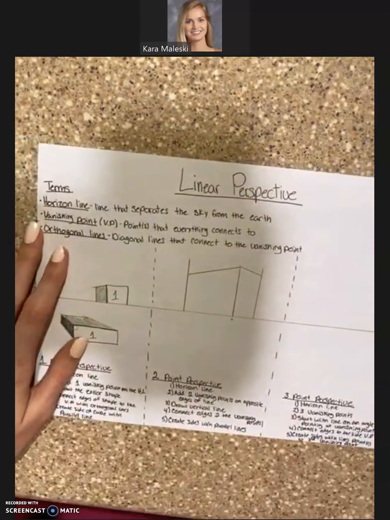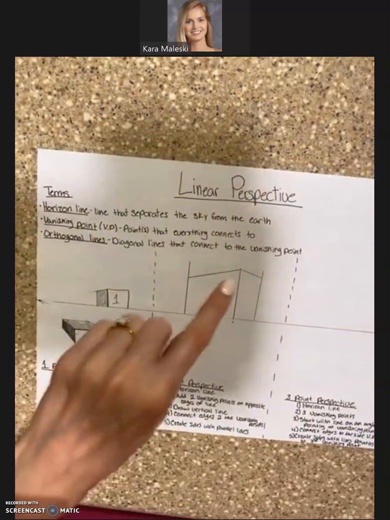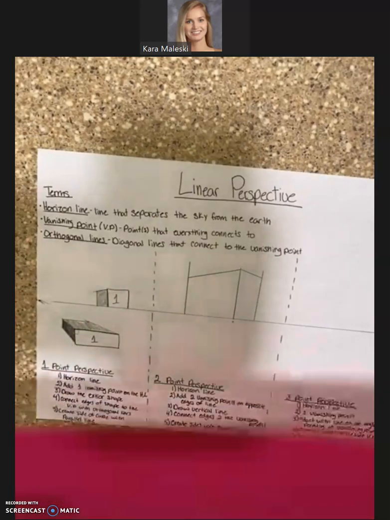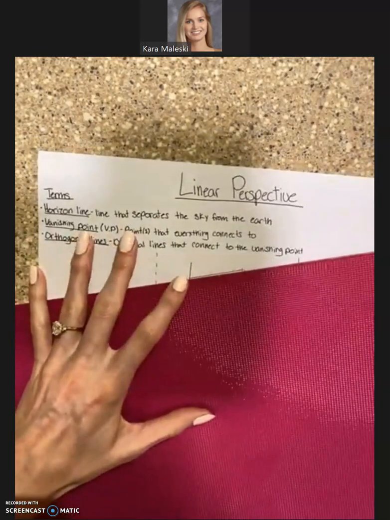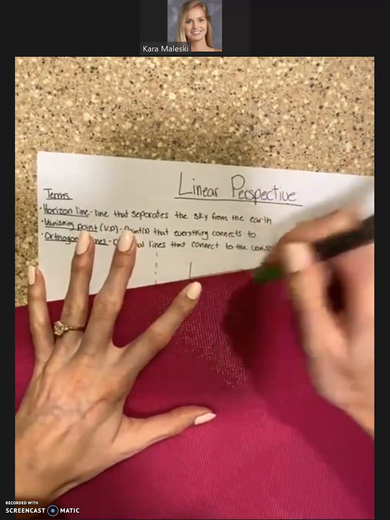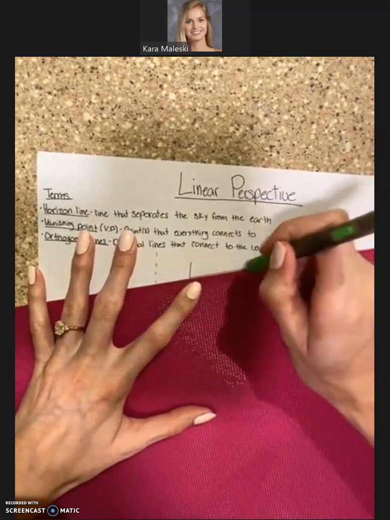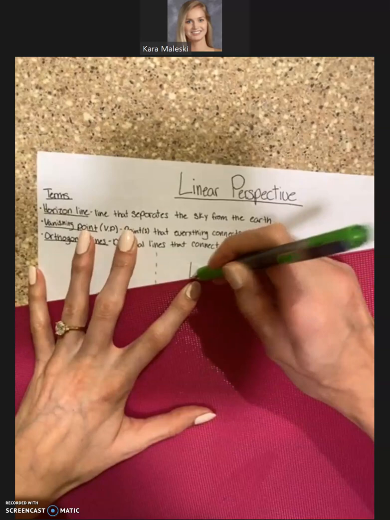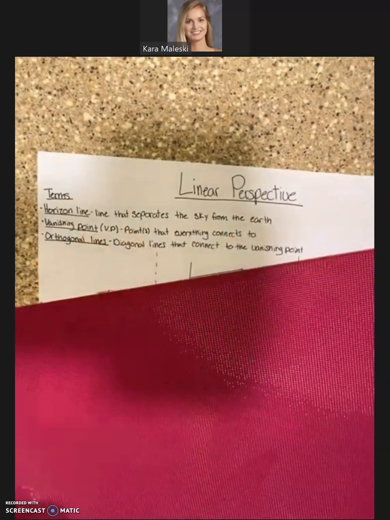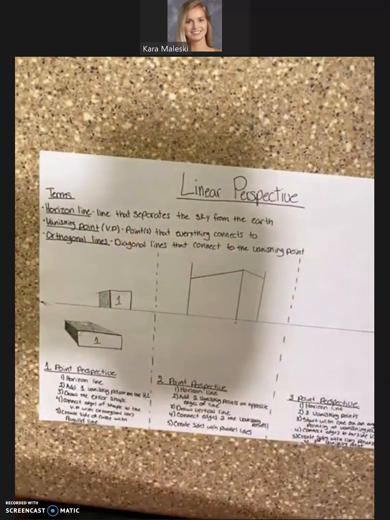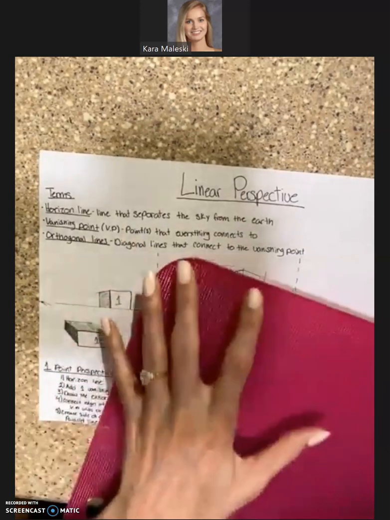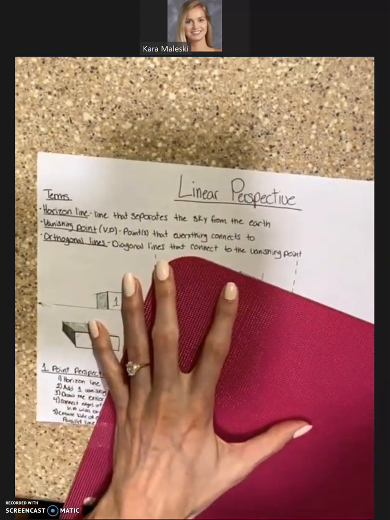Okay. So everything on this half, I'll go over this in green so you can see a little bit better. Everything that connects back to this vanishing point is green, and everything that connects back to this one we'll say is going to be pink.